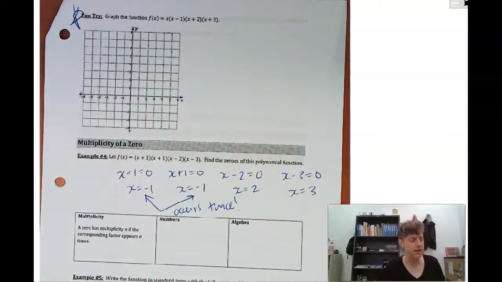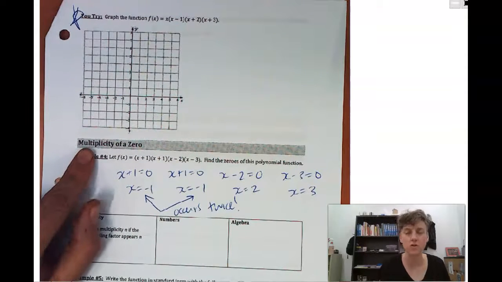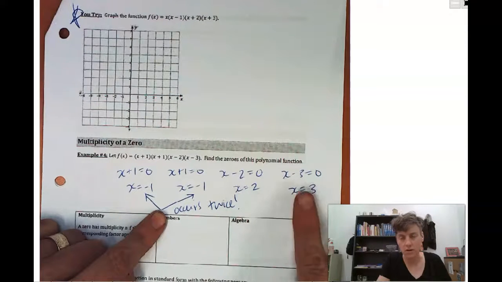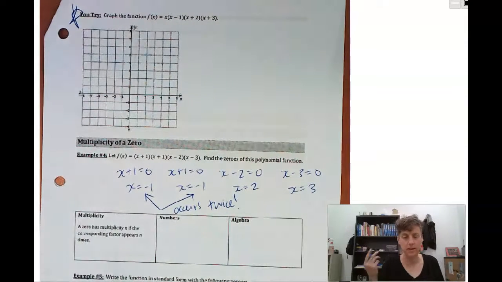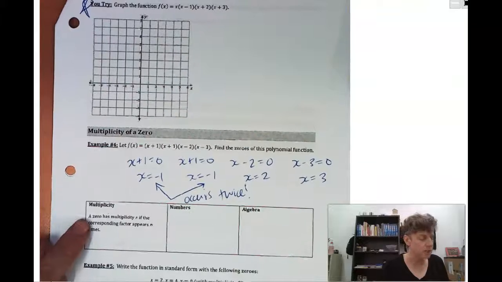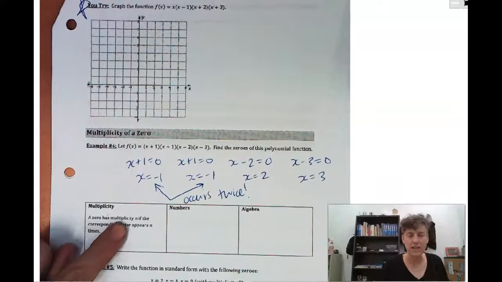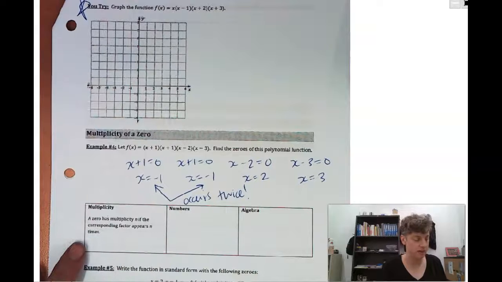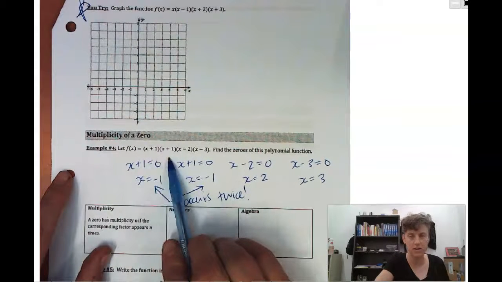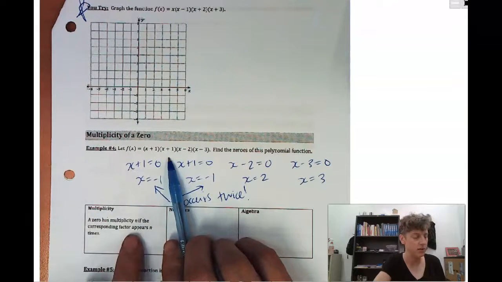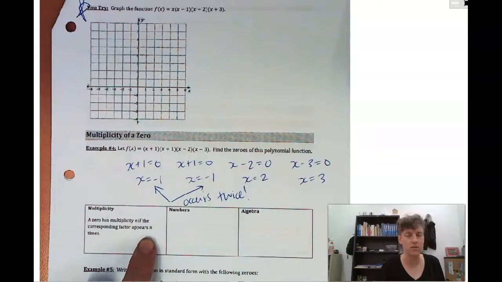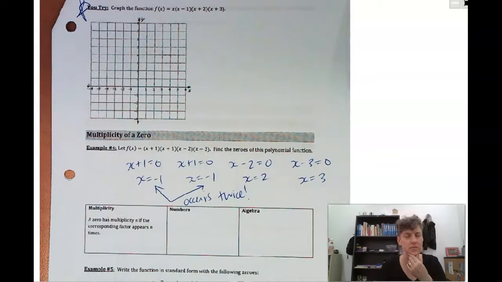Okay, so we're going to say that has a multiplicity of 2 because it occurs twice. These two zeros only occur once, so they have a multiplicity of 1. Multiplicity: a 0 has a multiplicity in some number if the corresponding factor appears that number of times. So again, this factor here appeared twice, so it would have a multiplicity of 2. These factors appear once, so their zeros have a multiplicity of 1.